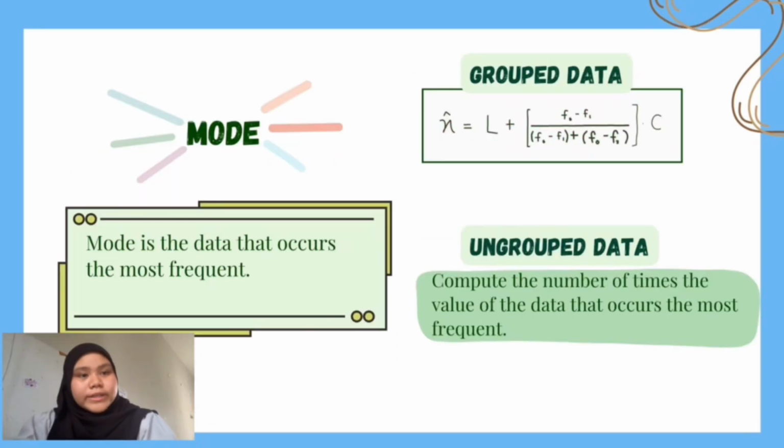Then mode. Mode is the data that occurs the most frequently. For grouped data, mode equals L, which is the lower boundary of the mode class, plus, in open brackets, F0 minus F1, which is the frequency of the mode class minus the frequency before the mode class, over, in brackets, the frequency of the mode class minus the frequency before the mode class, close bracket, plus the frequency of the mode class minus the frequency after the mode class, close bracket, times class size. For ungrouped data, count the number of times each value occurs, and the value that occurs the most frequently is the mode.